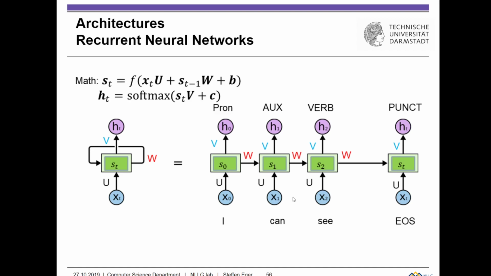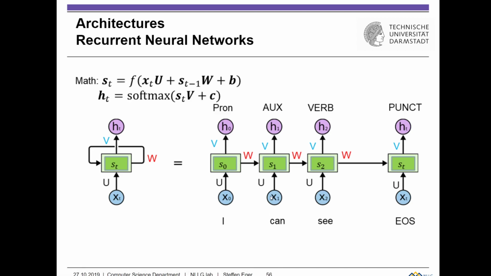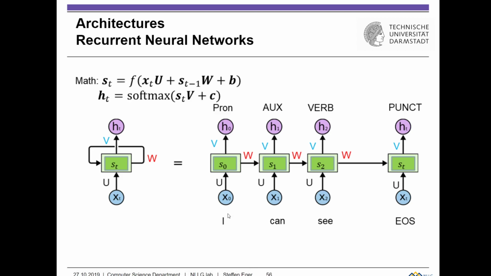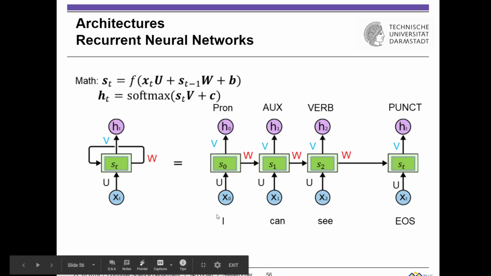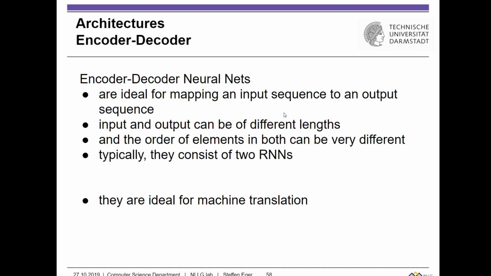So when you want to classify this word "can" here, you have the whole history at your disposal, and you know that the context here is "I". And if a pronoun, or something like "I", precedes the word "can", then it's much more likely that this is not a noun, but that it is actually a verb, and in particular an auxiliary verb.